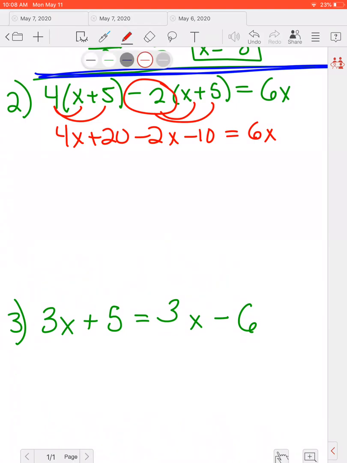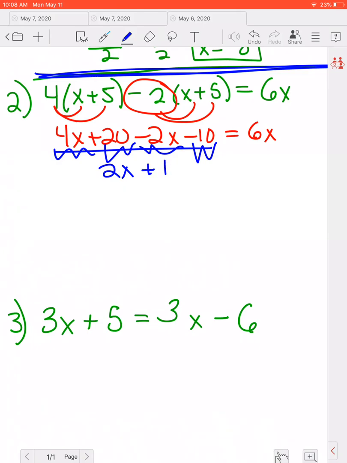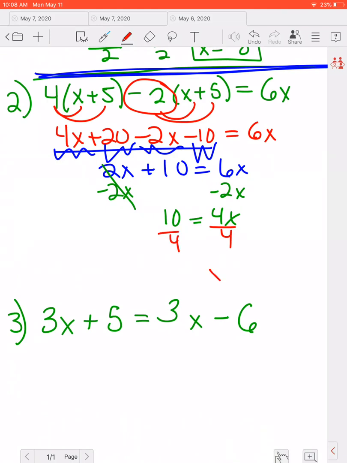We're going to combine like terms on the left-hand side here. So we're going to have 4x minus 2x, which is just 2x. And then 20 minus 10 would be plus 10 equals 6x. Now since this 6x is almost by itself over here, I'm going to move the 2x to the 6x. So I'm going to subtract 2x from both sides. So we're going to get 10, because this cancels, equals 4x. We're going to divide both sides by 4 to get x by itself.